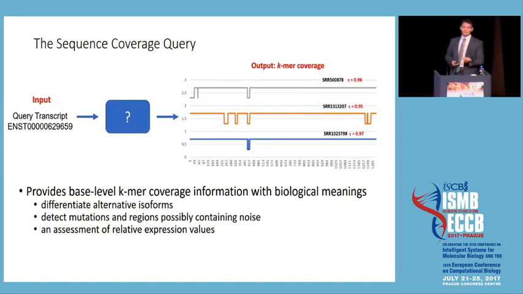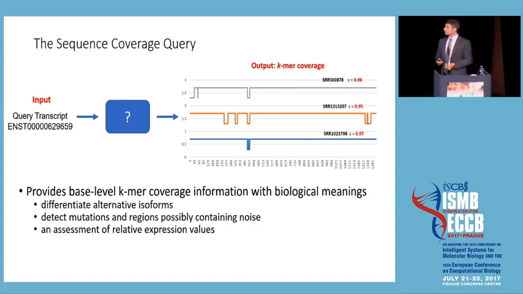What we would really like to answer is what we call the sequence coverage query. In other words, given the query transcript, we would like to know which of the k-mers in this transcript are present in which samples. And this allows us to do several things and gain a deeper biological meaning, such as being able to differentiate between alternative isoforms, detect mutations, and determine regions that possibly contain noise.